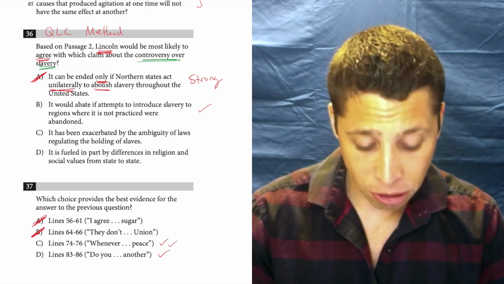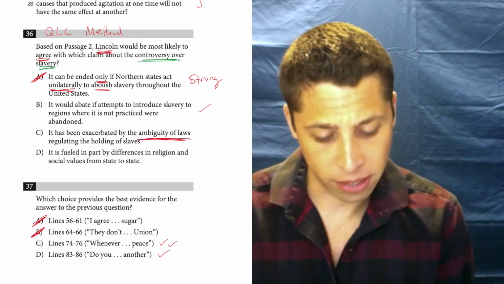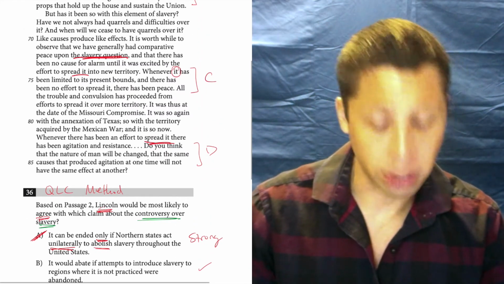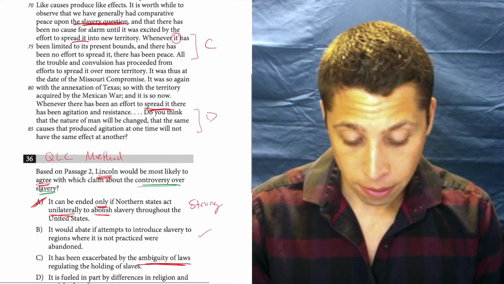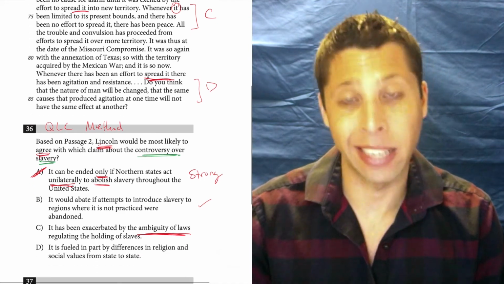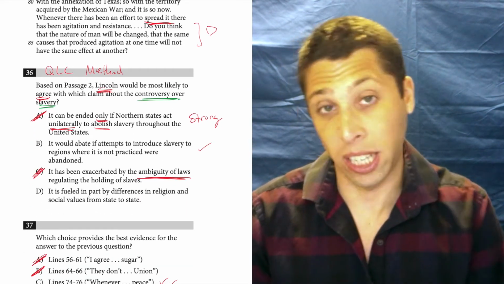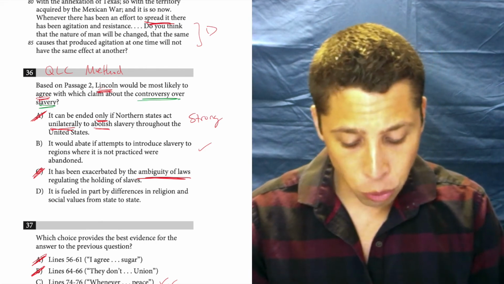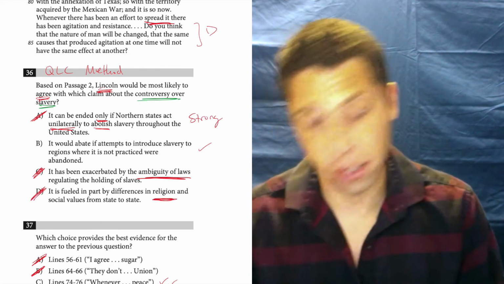C. It has been exacerbated by the ambiguity of laws regulating the holding of slaves. Well, no, he's not really saying that. He's not saying that things aren't clear. Again, he's saying we should limit the spread. There was peace when we did that. Maybe there's something about the nature of man, but nothing about the nature of the laws. So this doesn't seem related. And D, it is fueled in part by differences in religion. No. I don't even need to read the rest. I know that that's wrong.